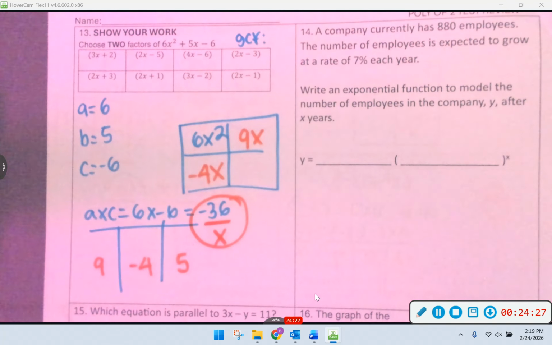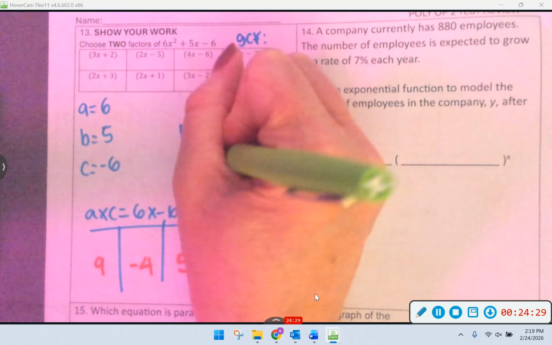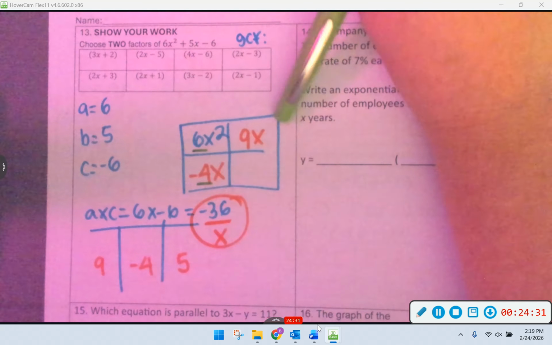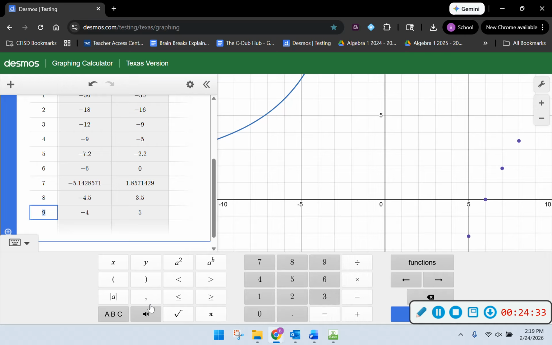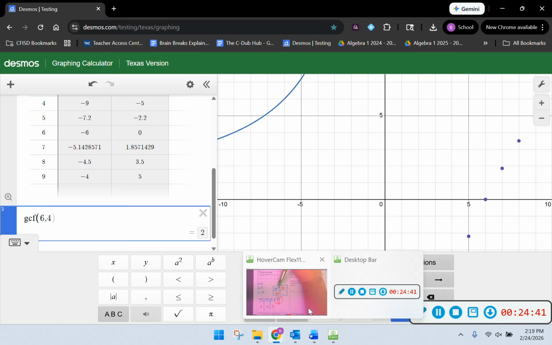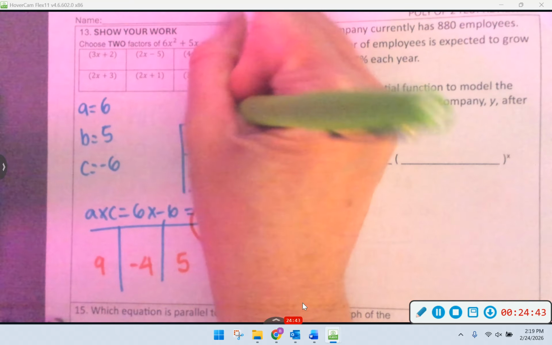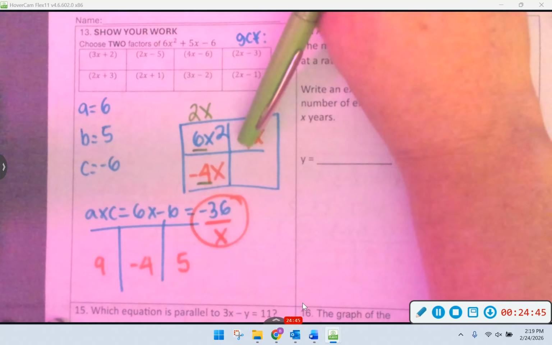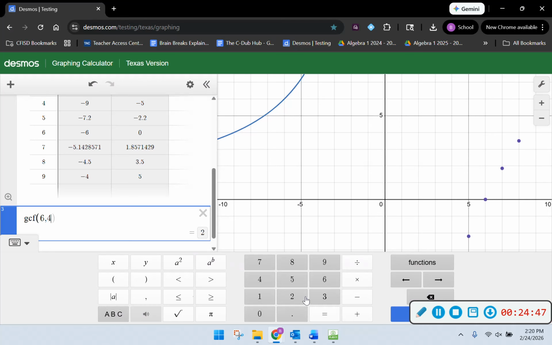Okay? Now we're going to find the greatest common factor of 6 and negative 4. Let's go back to Desmos. We're going to do GCF of 6, 4. It's 2. So we're going to write 2x on the top here. Now we're going to find the GCF of 6 and 9. 3. So we're going to write 3x on the side here.